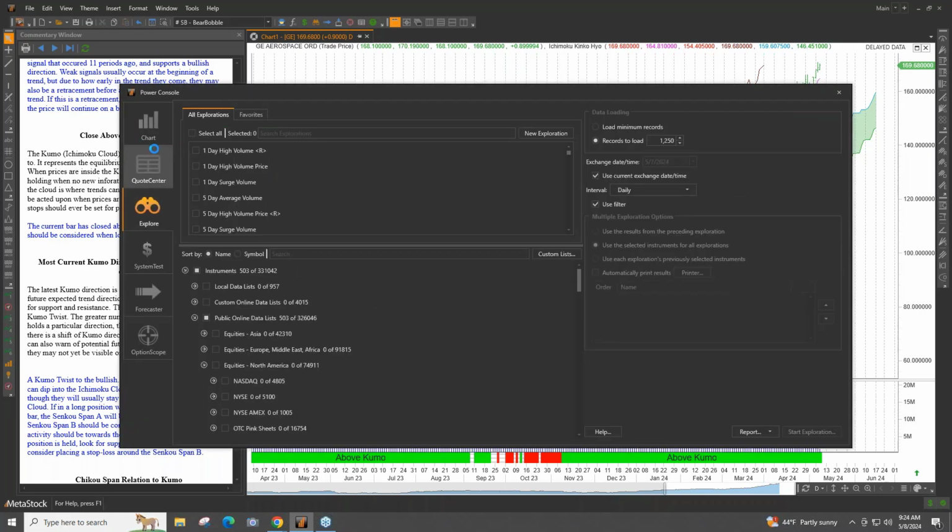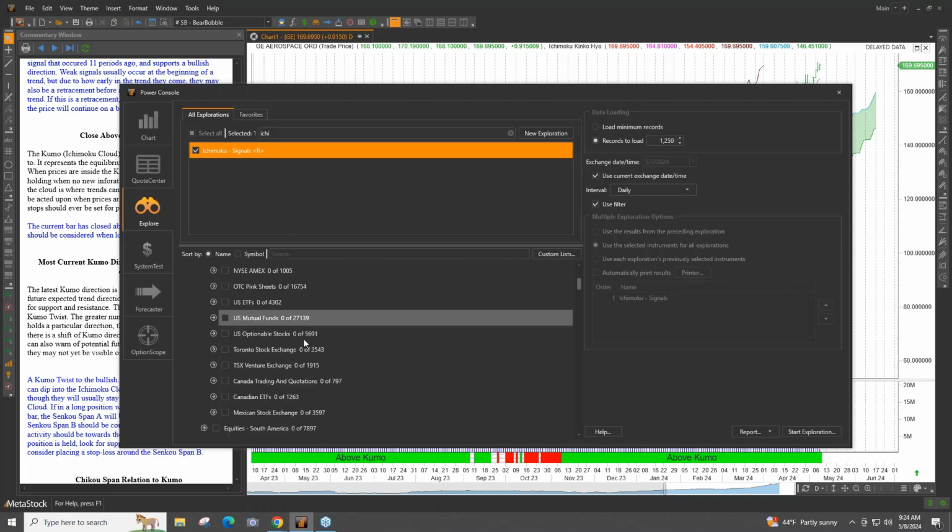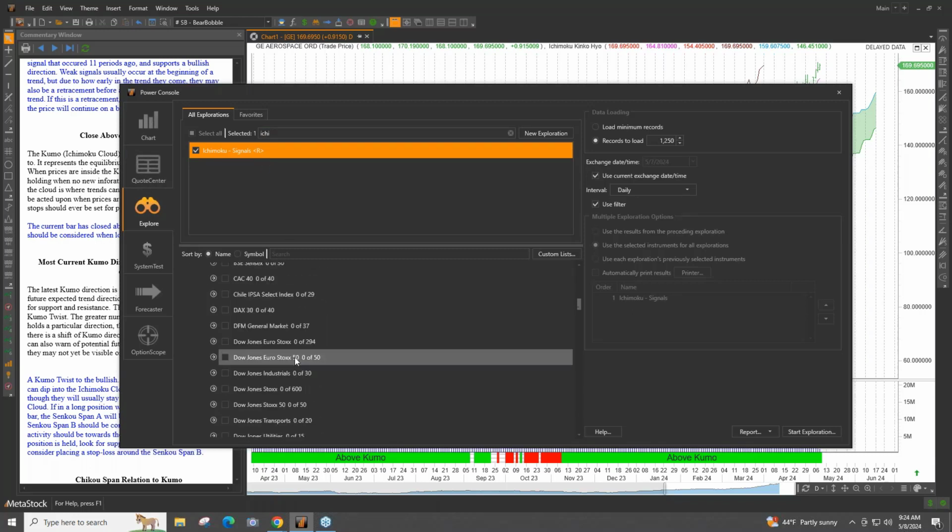But if I come in here and I want to find a signal, and let's say we just want to do the Ichimoku, there are hundreds of methods in MetaStock. I can come in here. There's one called the Ichimoku signal. Okay, what I'm going to do, this should have the same list that I always scan in here because I was just in here yesterday.